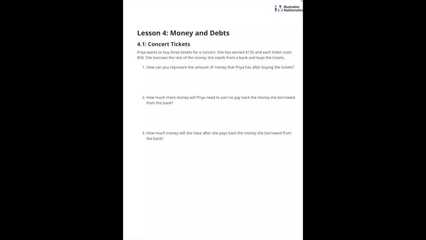Unit 5, Lesson 4 works with money and debts. So in 4.1, Priya wants to buy 3 tickets for a concert. She has earned $135 and each ticket costs $50. She borrows the rest of the money she needs from a bank and buys the tickets. How could you represent the amount of money that Priya has after buying the tickets?